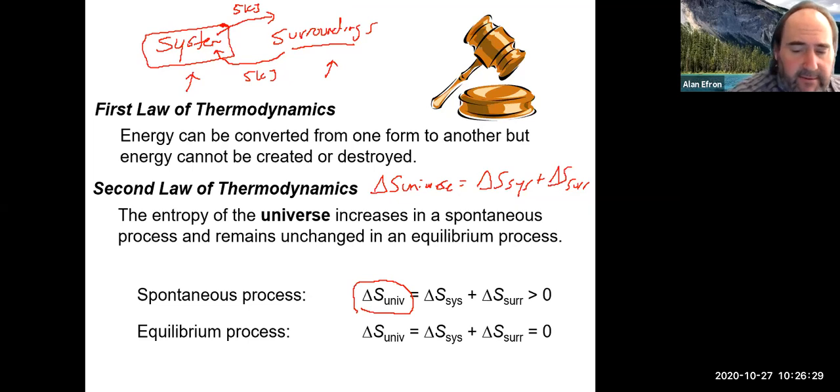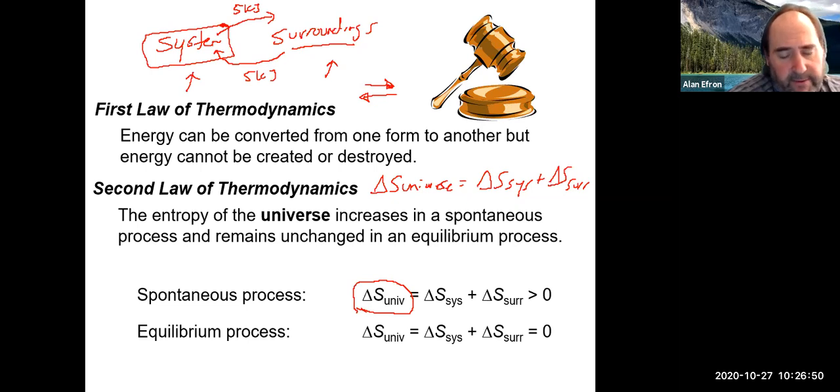If we calculate delta S of the universe and it equals 0, we are at an equilibrium process. And that means, like we talked about, as soon as you go one way, you go the other way. There's really no net change happening here. We don't expect a reaction to occur. Everything's flowing back and forth at the same rate.